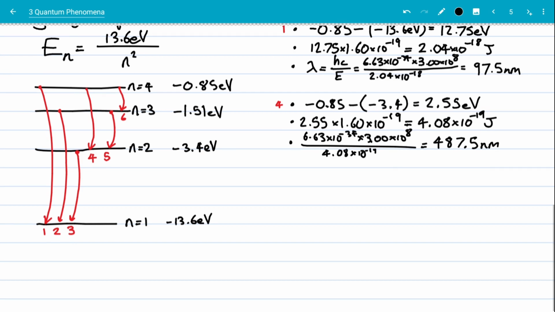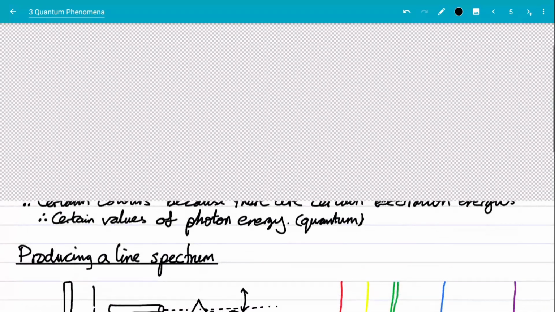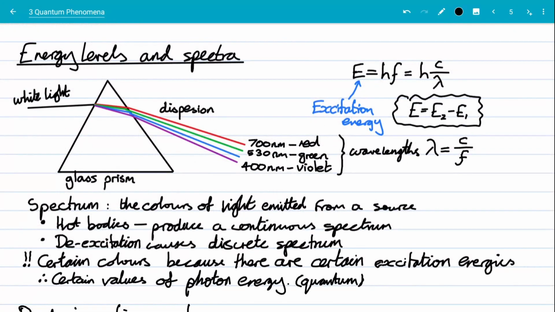So I will stop there. We've covered, I think, what we needed to cover about energy levels and spectra and the use of this particular quantum phenomenon. And next lesson, we are going to look at the more tricky topic of wave-particle duality.